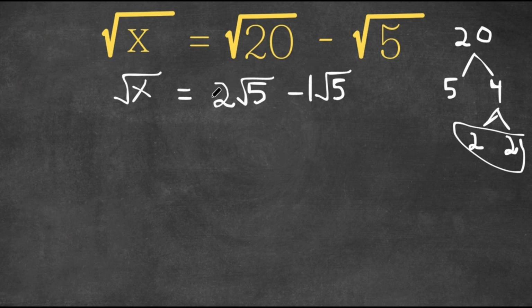So we're actually going to subtract 2 and 1 and leave the radical alone. We're not going to change the radical. So 2 minus 1, well, that's just 1. So now we have 1 and we keep the radical. So 1 root 5 is equal to the square root of x. And 1 root 5 is the same thing as just square root of 5.